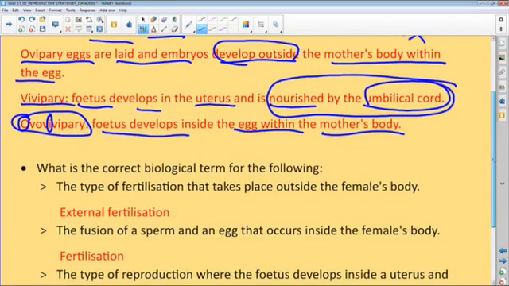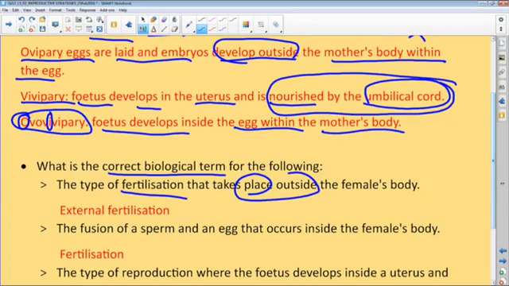Next one. What is the correct biological term for the following? Can you remember I said that? The type of fertilization that takes place outside of the female's body, and that is external fertilization. Cool, huh? Next one. The fusion of sperm and egg that occurs inside the female's body is fertilization.